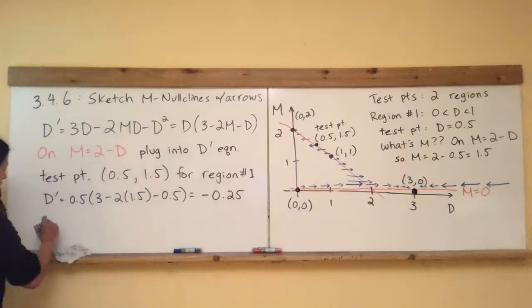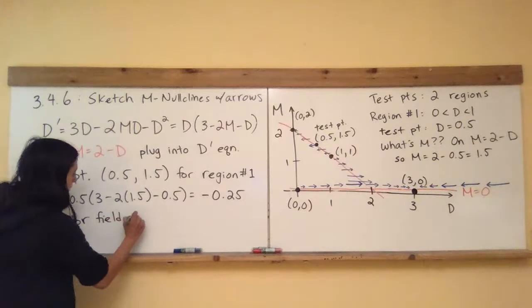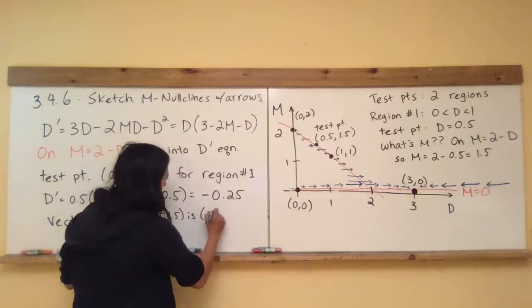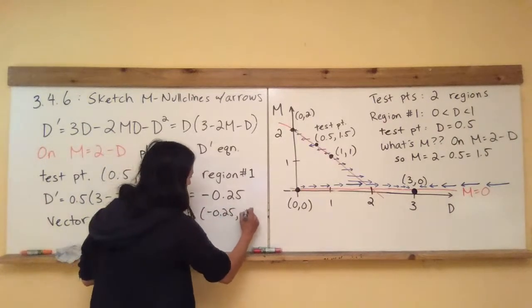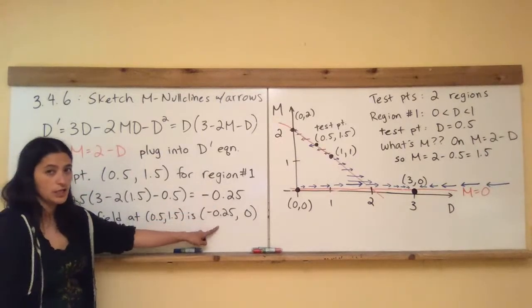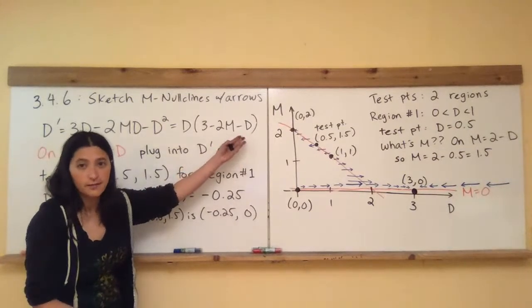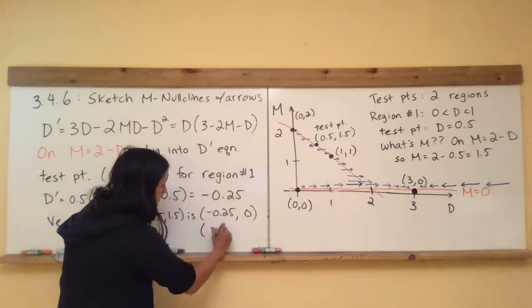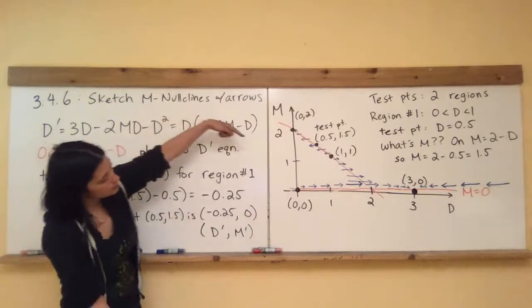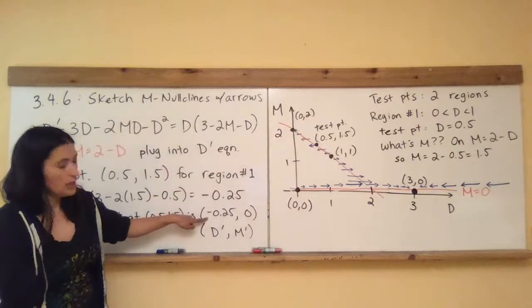I'm going to write that down. So the vector field itself, the vector field at the point 0.5, comma 1.5 is negative 0.25 for the d prime, comma 0 for the m prime. This is the value that I just got from the d prime equation, and I know the m prime would equal 0 because it's on the m nullcline. That's what defined it. So this is d prime, comma m prime. Okay. So this little blue vector that I drew right here is literally the vector negative 0.25, comma 0.